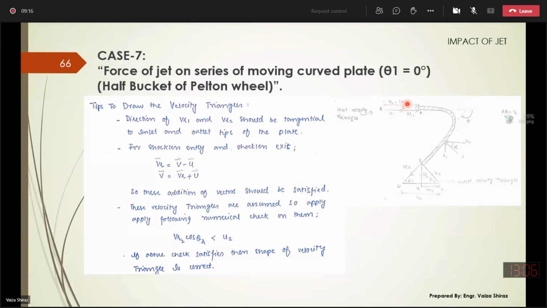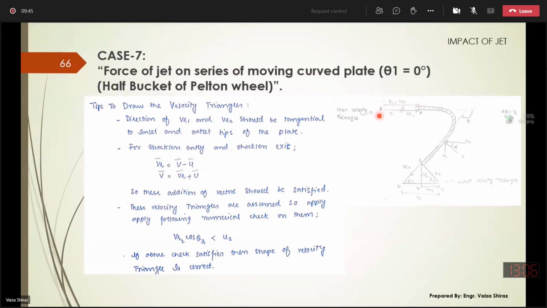So this is V1, say you know its value, say it is 10 meters per second. So you have selected a suitable scale, and in this case theta 1 is 0. It means that your jet will enter horizontally into the bucket. This plate is exactly horizontal here, and the jet will enter tangent to it. So this is the direction of V1. You know the direction of V1, you know the magnitude. On scale, you can draw a vector which shows V1.